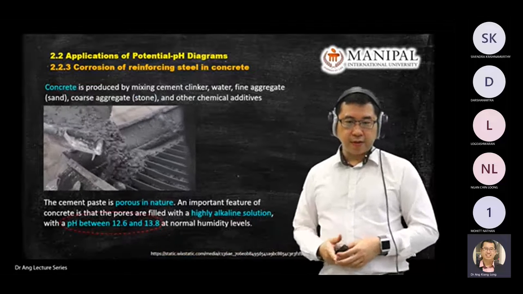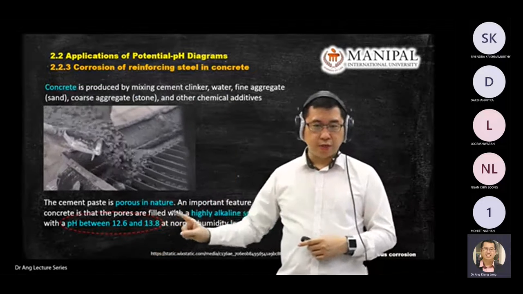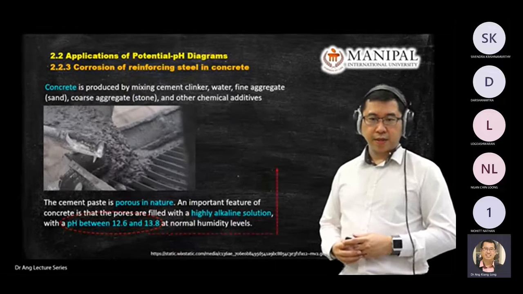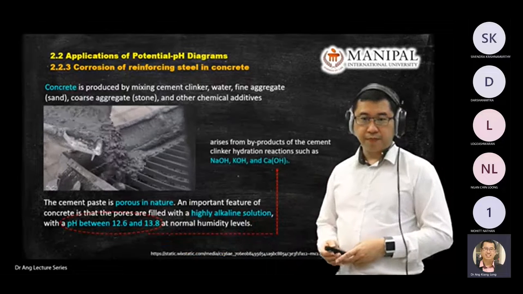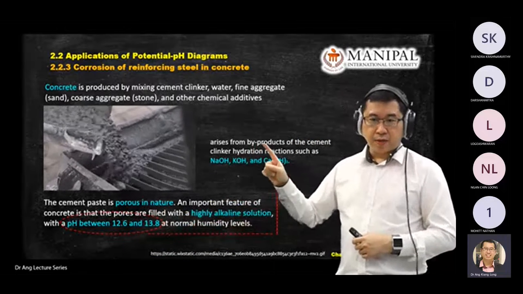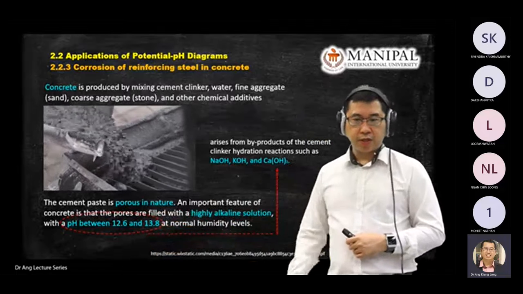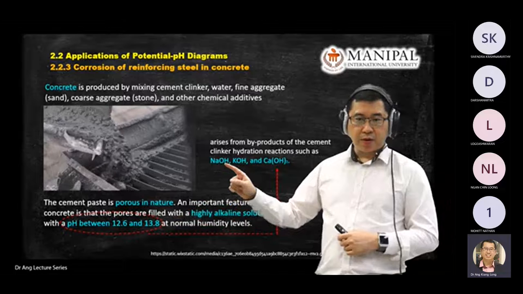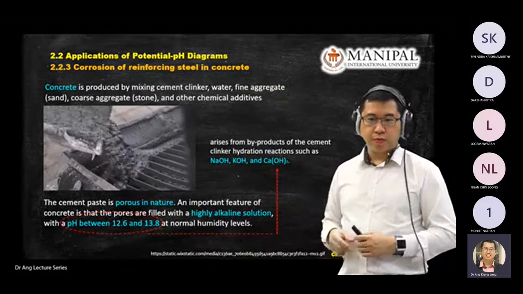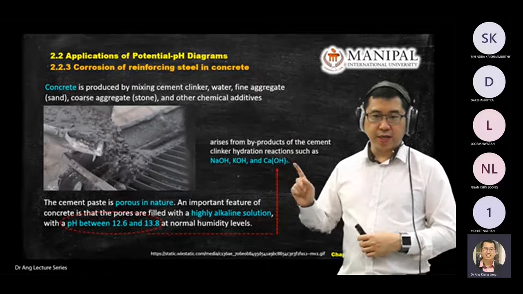Okay, so we have this value. They have done the research, so there is a pH value around this for reinforced steel in concrete. The value will be 12.6 until 13.8. Later we will use this in the graph. So when you have all these alkali values, there must be a reason contributing to this pH. They come from NaOH, KOH, and Ca(OH)2.